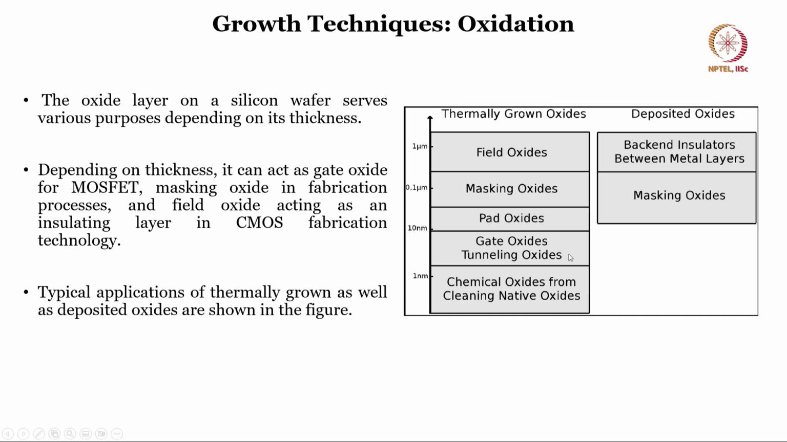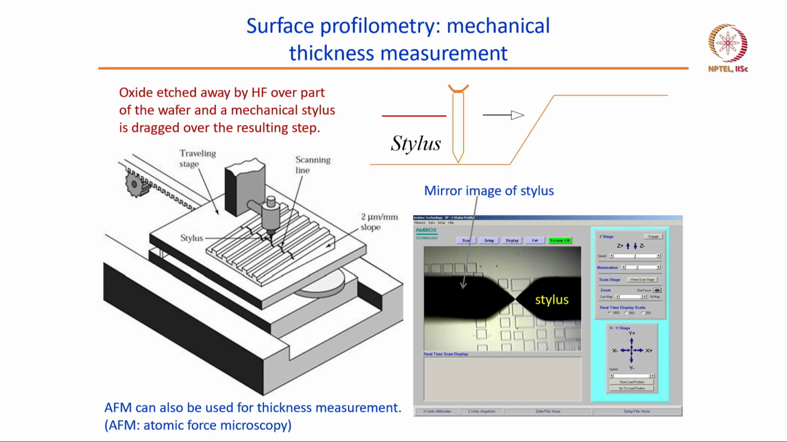So, in general the applications of oxidation are gate oxides for MOSFETs, mask oxide which is used in the fabrication process, and we will be talking about how to use this oxide when we see the process flow. Field oxides can act as an insulating layer in CMOS fabrication, and the application of thermally grown as well as deposited oxides are shown in this particular figure, which you can see can be a field oxide, mask oxide, pad oxide, gate oxide, and so on and so forth.